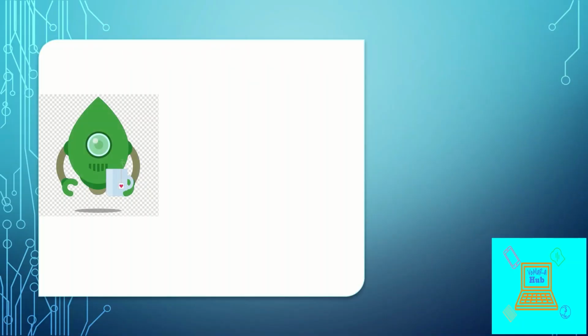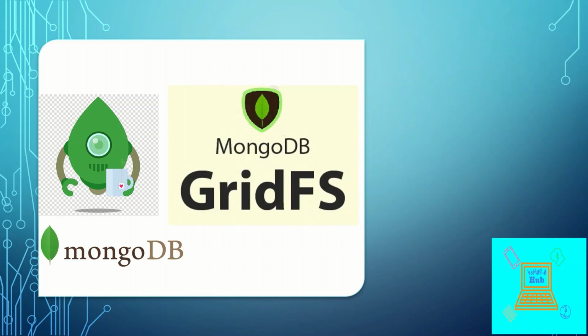This video is regarding MongoDB GridFS. MongoDB GridFS is basically a MongoDB API which can be used to store large files like audio and video files, etc. MongoDB has a restriction for each document size to be a maximum of 16 megabytes. But still, you can store large files like audio or video using GridFS.